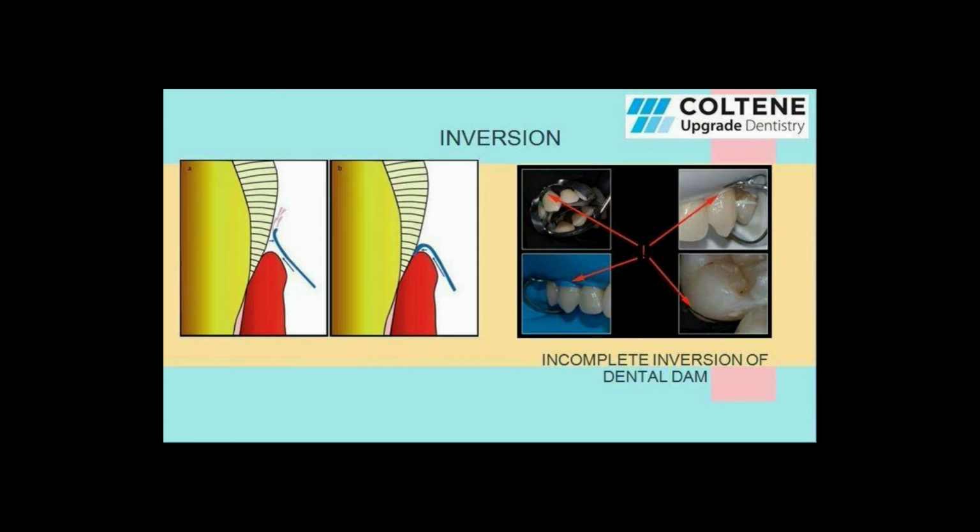Inversion, a very important term when we are talking about rubber dam placement. The first diagrammatic representation shows a blue line. This blue line is the rubber dam sheet. So in picture A, you can see that if there is not complete inversion, or the complete tucking of the rubber dam sheet inside the cervical area of the gingiva, then easily the saliva and the GCF can come out of this area and can ruin your restorative material which you're using on your tooth.